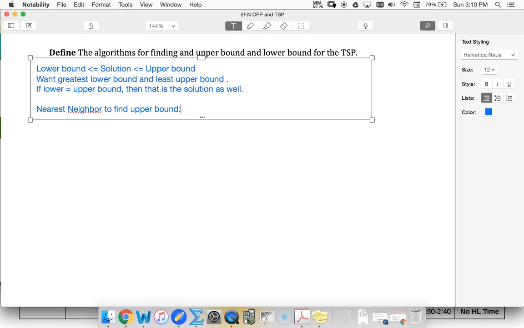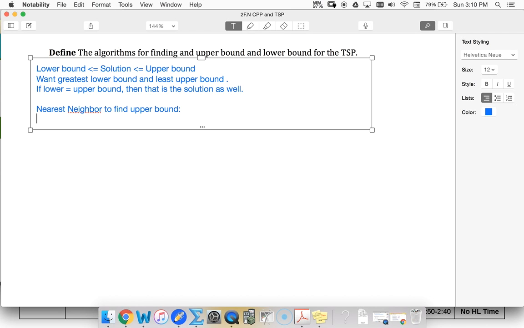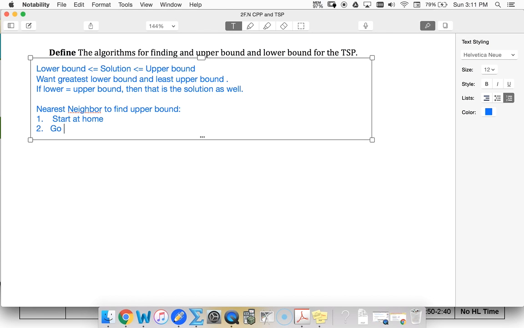Okay, so we want to find the upper bound. And in most problems, you're going to be told what your home city is, so where the traveling salesman starts and ends. If not, you would have to repeat this algorithm with all the different vertices, and then it's not actually saving you much time. So what this algorithm says is we start at home, and then we go to the closest city that we haven't visited yet.